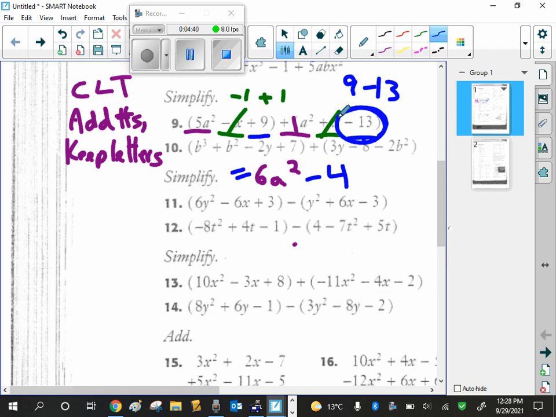Okay, your turn. Do 10 for me, please. Add the b cubes and the y's and the numbers and the b squares. Again, collect like terms. You can only have b squares to b squares. The b cube only has the b, it doesn't have another b cube, so you just bring it down. If there's something that doesn't have another one, you just bring it down.